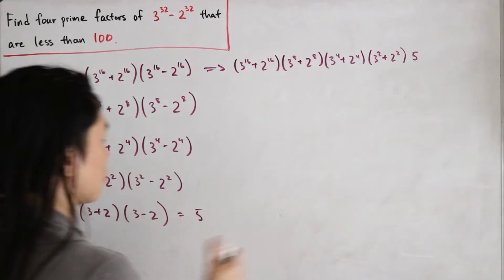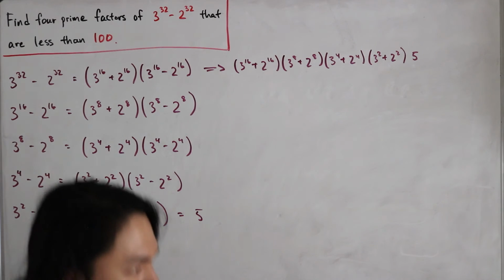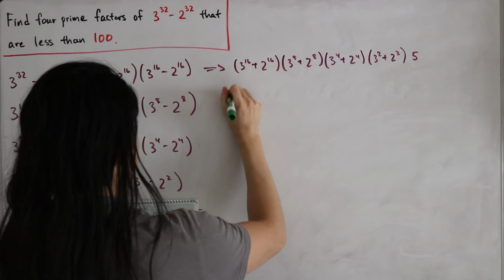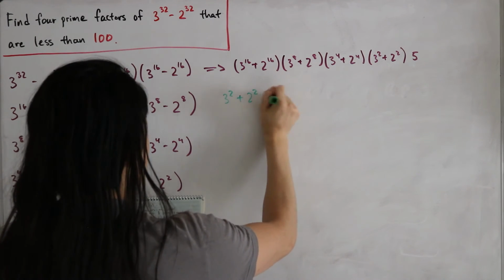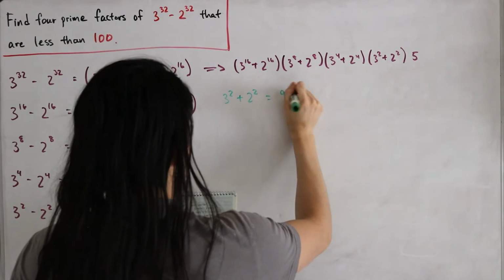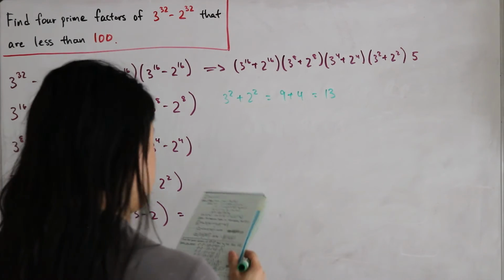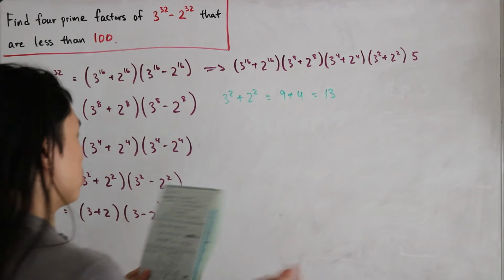So let's start with the smaller terms. So 3 squared plus 2 squared. That's a pretty simple calculation to do. Of course, that's going to be 9 plus 4, which is equal to 13. Hey, 13 is indeed a prime number, so at least we found another one of those.